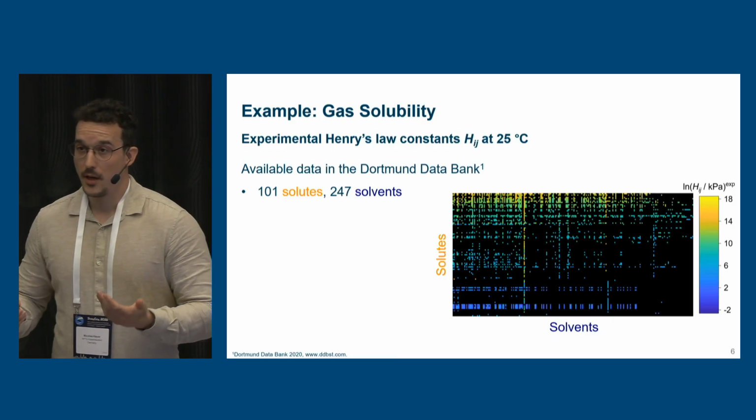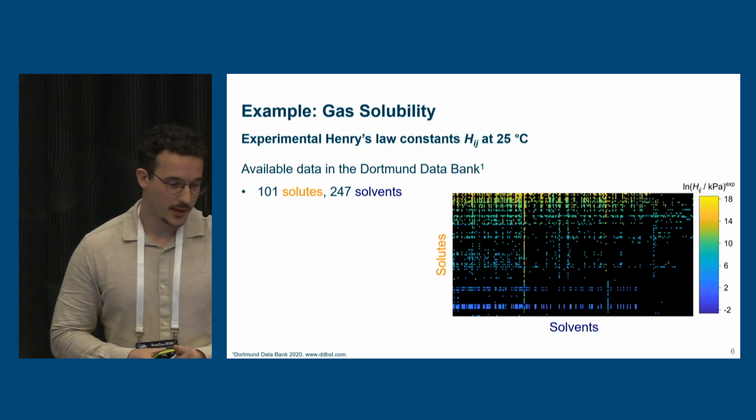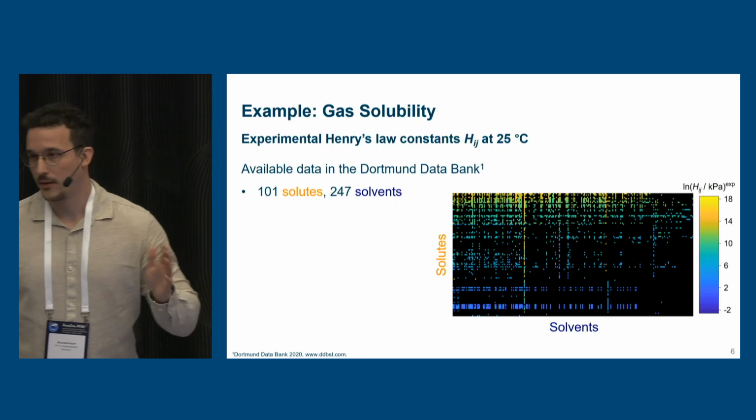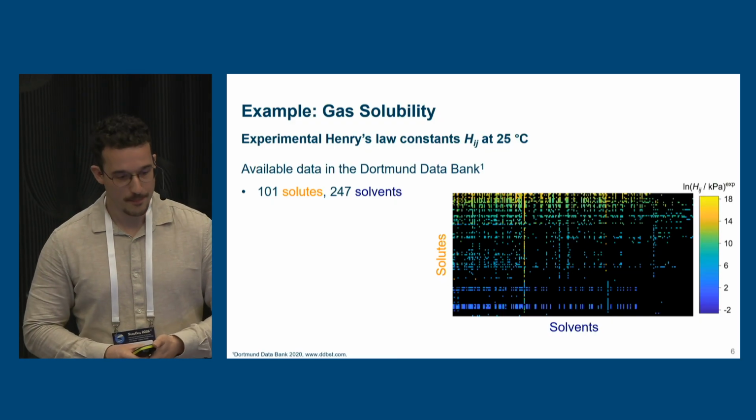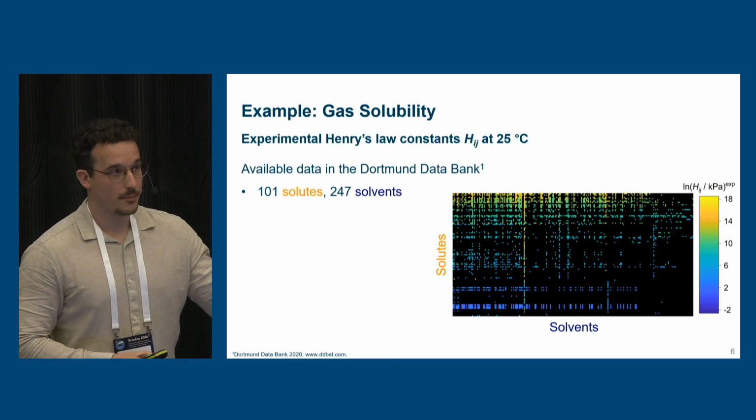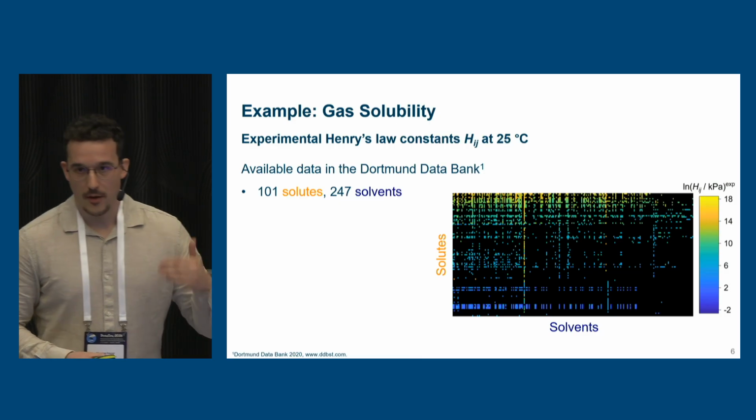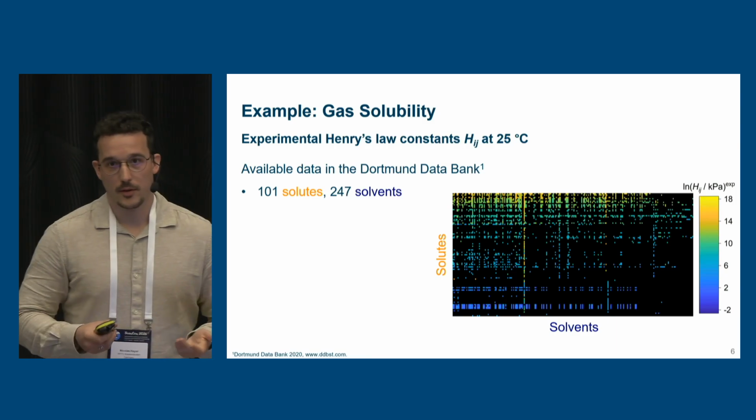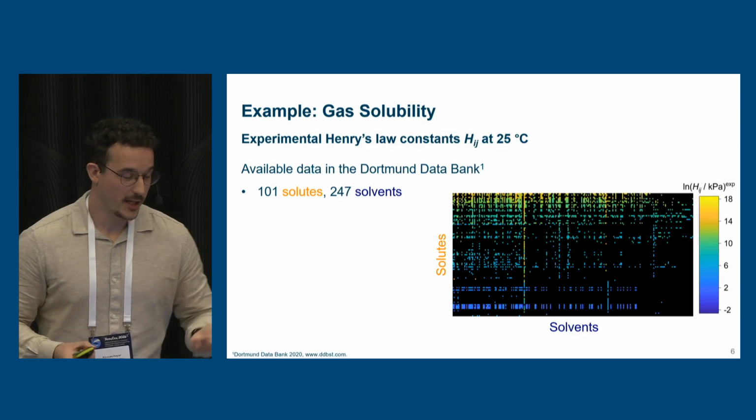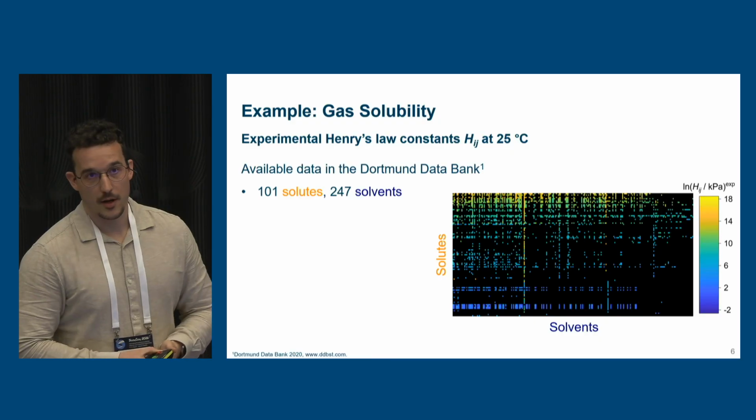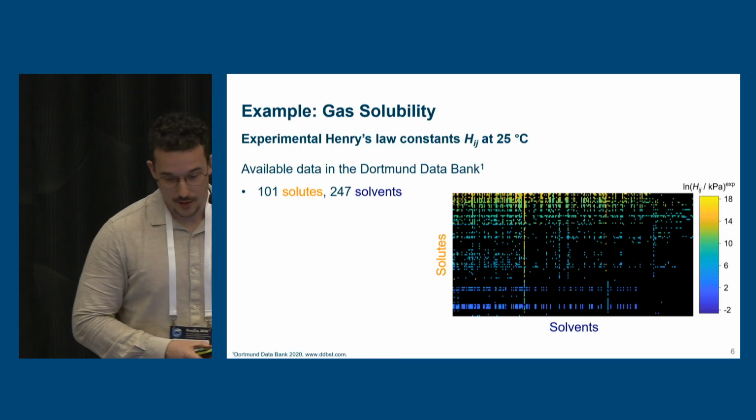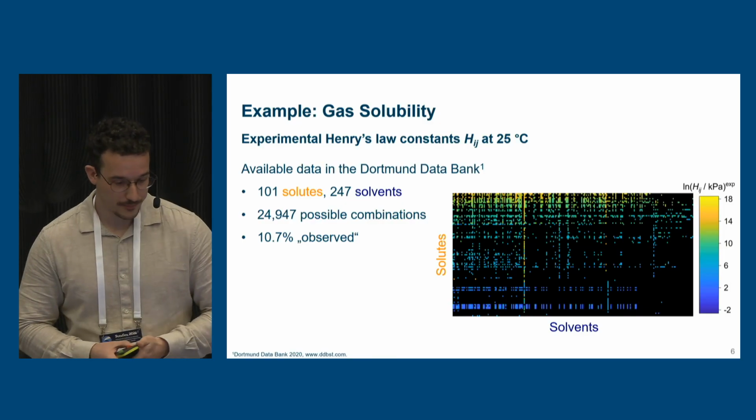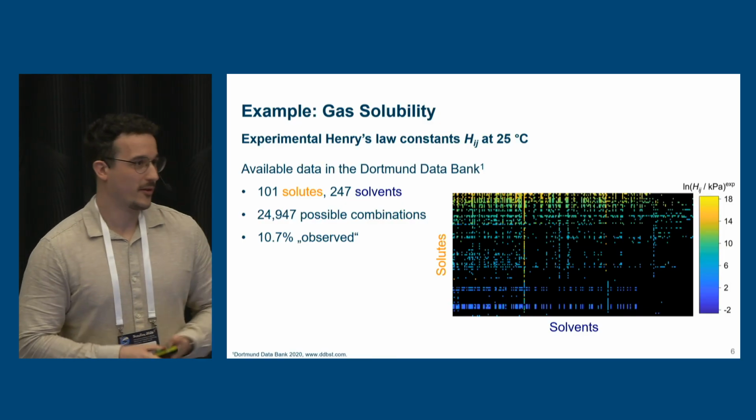And now what we did is we have taken all Henry's law constants at 25 degrees Celsius from the Dortmund Data Bank. This is the largest data bank on thermophysical properties in the world. And we can arrange those data points in a matrix, which is shown here, where the rows correspond to the gases, so the solutes, and the columns correspond to the liquids, that is the solvents. And as you can see, this matrix is not complete. We have a lot of gaps, which is indicated by the black area. In fact, only about 11% of this matrix has been measured. And our goal is to complete this matrix.